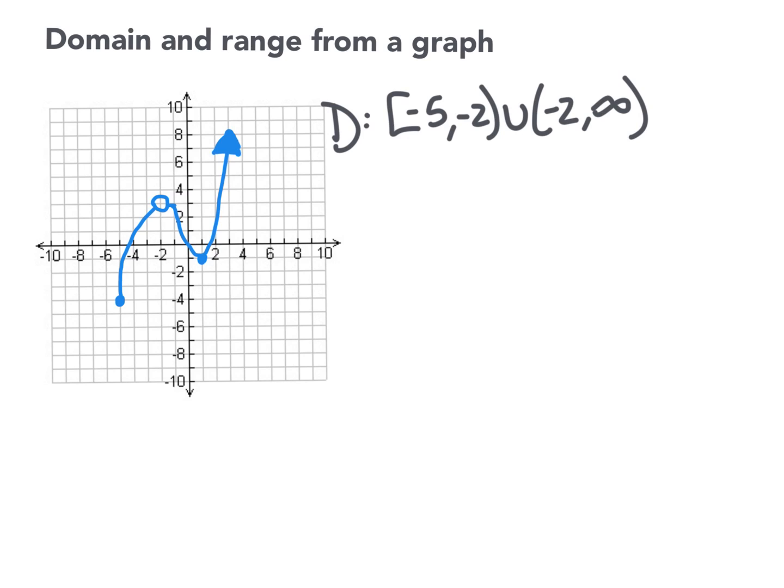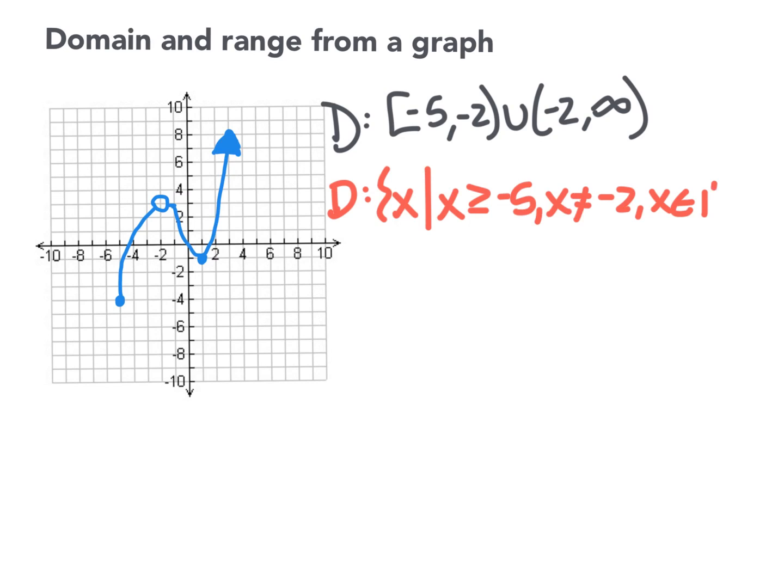Of course, that's in interval notation. If I wanted to write this in set builder, the domain would be the set of x's such that all of these x's are greater than or equal to negative 5, and x cannot be equal to negative 2, with x as an element in the reals.